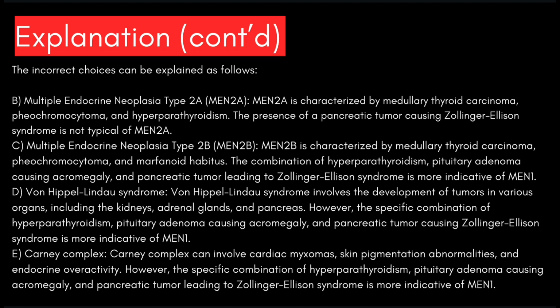Carney Complex. Carney Complex can involve cardiac myxomas, skin pigmentation abnormalities, and endocrine overactivity. However, the specific combination of hyperparathyroidism, pituitary adenoma causing acromegaly, and pancreatic tumor leading to Zollinger-Ellison syndrome is more indicative of MEN1. Moving on to the next question.